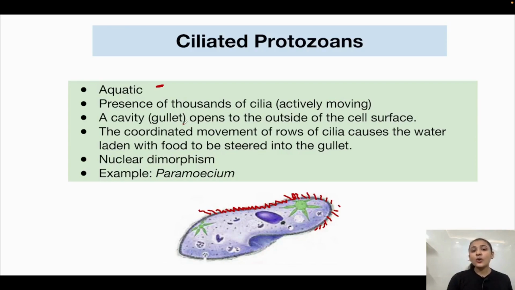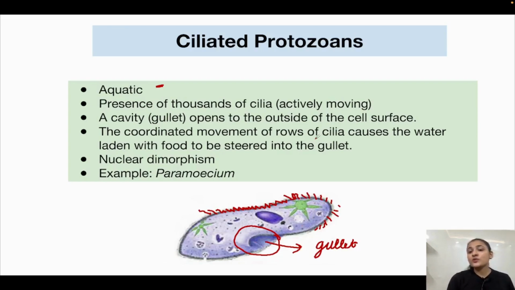A cavity or gullet, a cavity जिसको हम gullet भी बोलते हैं, opens to the outside of the cell surface. So this area is known as a cavity or a gullet. It opens to the outside of the cell surface. It has access to the outside environment. This is the opening in the cell. In the ciliated protozoan, this area is the opening to the outside environment.